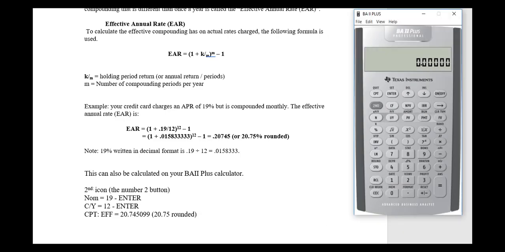Okay, so I'll bring up the calculator here, and we know we can use the interest rate conversion functionality. So the nominal rate is 19% on that credit card. I'm going to hit enter, arrow up. It's compounded monthly, so that's going to be CY equals 12, enter, arrow up. And to get the effective annual rate, we're just going to hit the CPT compute, and it gives us an effective annual rate of 20.745, and my calculator is 10. Okay.